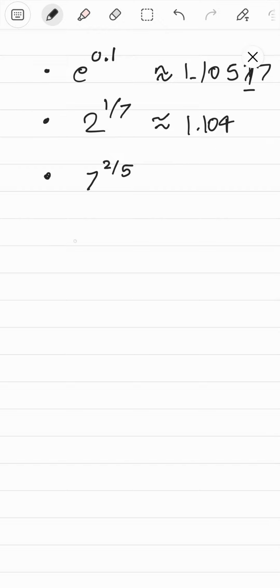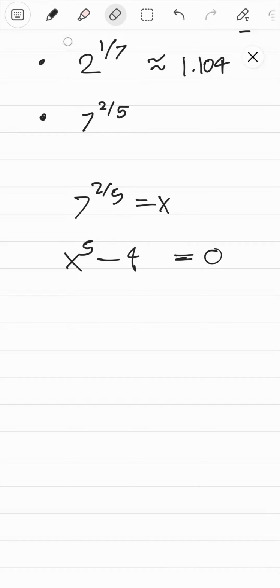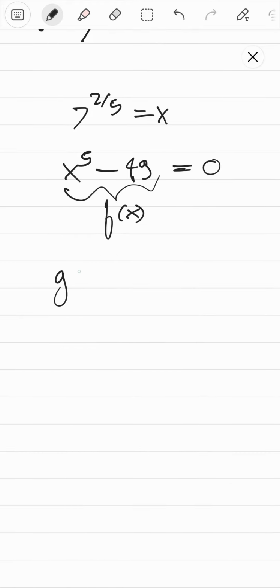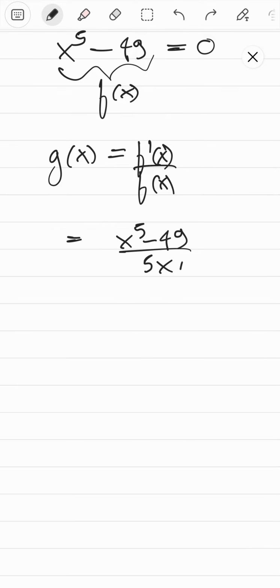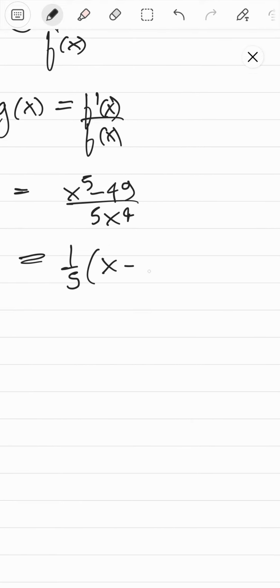We'll just set this thing to be equal to x, and then you can form an equation, a polynomial equation involving only integer coefficients, and this is the thing, right? Okay, that looks cool. We'll call this left hand side f of x, and the first thing we'll figure out is g of x, which is f dash of x upon f of x. You will see why I'm doing this later on. This is going to be equal to x power 5 minus 49 upon 5x power 4. That's going to be 1/5 of x minus 49 upon x power 4, right?